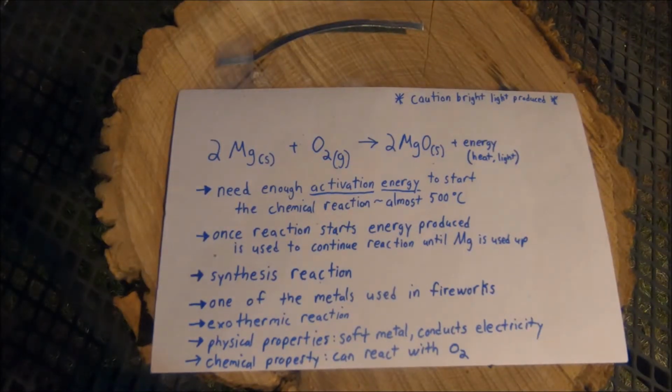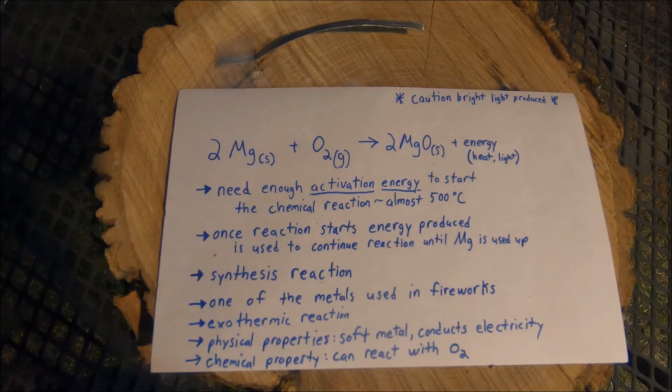Magnesium, like the piece seen at the top of the screen here, is a soft silvery metal that conducts electricity. A chemical property of magnesium is that it can react with oxygen, but in order for it to react with oxygen to produce magnesium oxide, it needs enough activation energy to start the reaction. Once that reaction starts, however, caution, bright light is produced during this reaction. That exothermic reaction produces enough heat to continue that reaction going until all of the magnesium is used up.